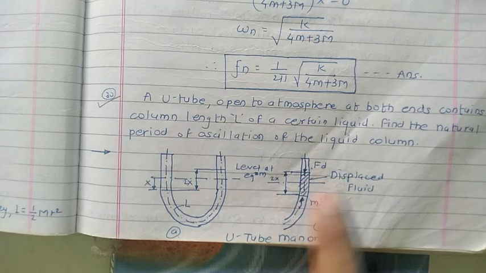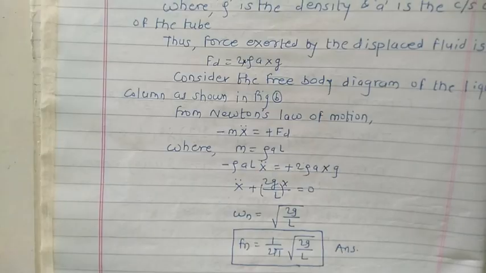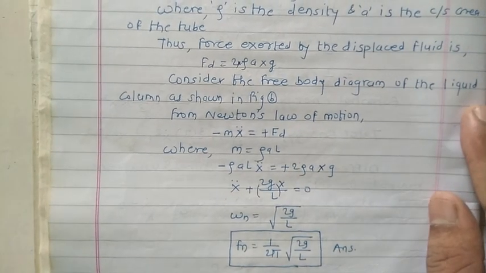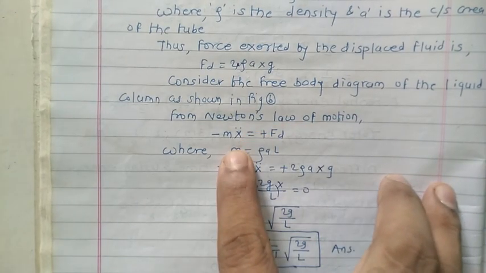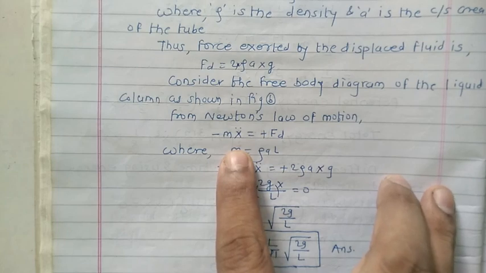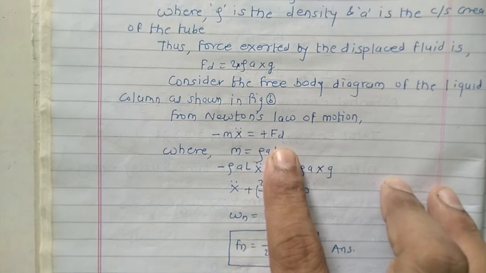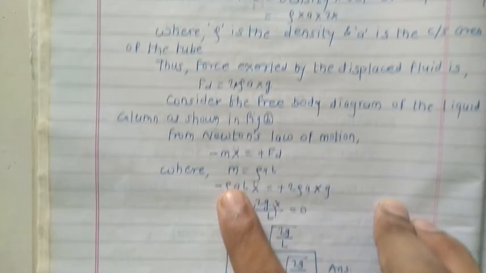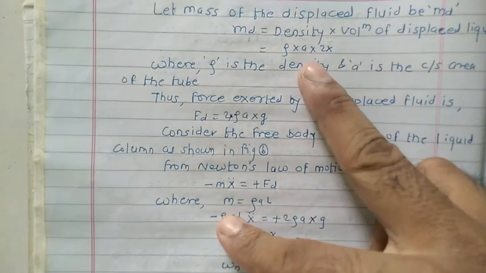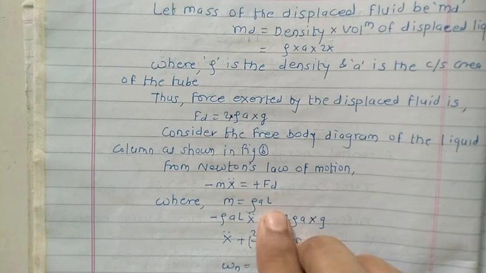Okay, so we know Newton's second law of motion: accelerating force equals summation of external forces. So from Newton's second law of motion, we can just see the direction for that accelerating force in vertical direction. So consider the negative sign for the same. So m x double dot plus Fd, which is in downward direction with a positive sign. Where this mass m, we already have the relation for that mass m, from this step: rho into A multiplied by 2x. 2x indicates the column length, so you can just replace that 2x by L.